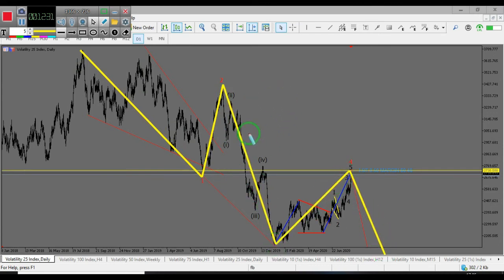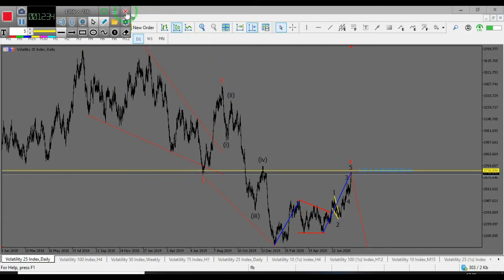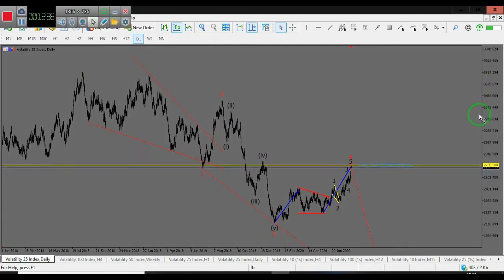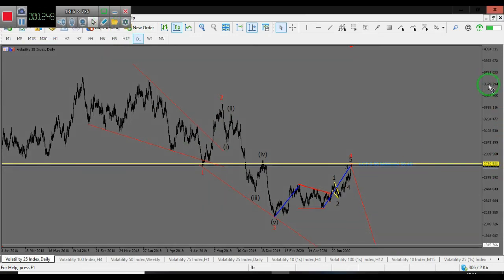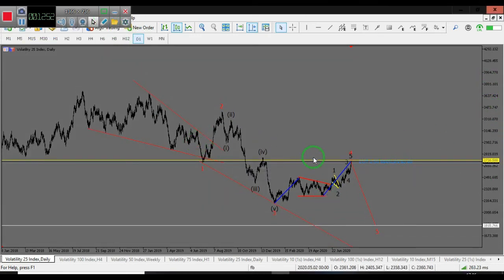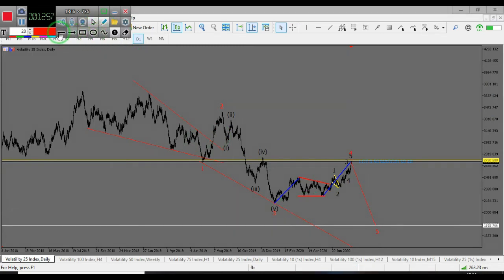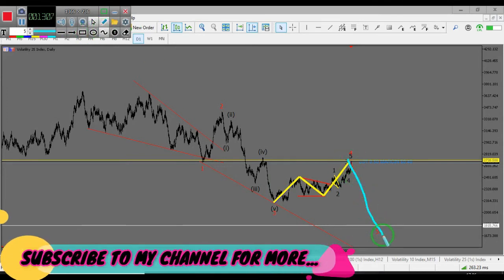And then this is V25. So as you can see, 1, 2, 3, 4, 5. We have a 5 out of this chart. Let me just pull it in. So for the time being, we've completed A, B, C. We're now looking for the move to the downside here.